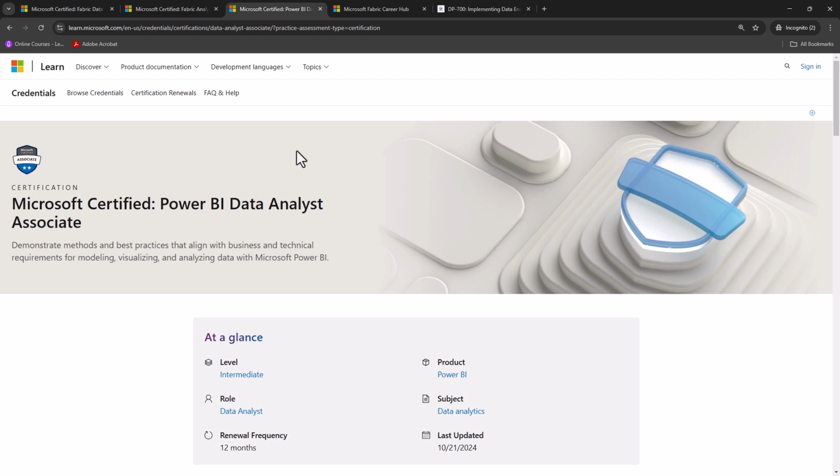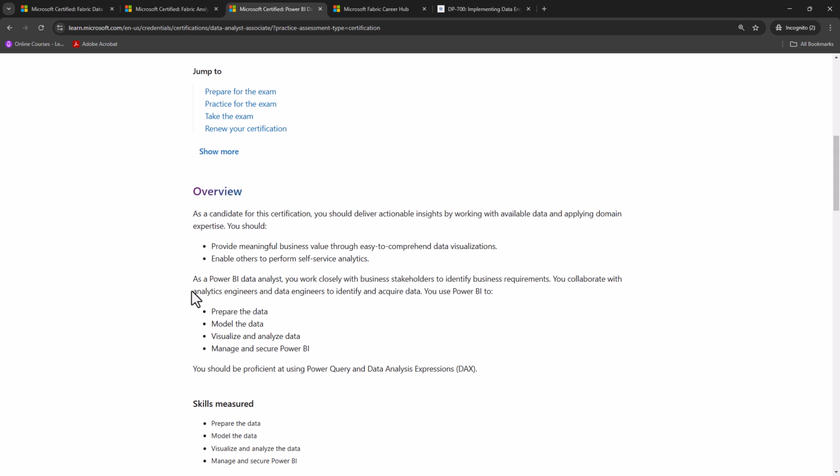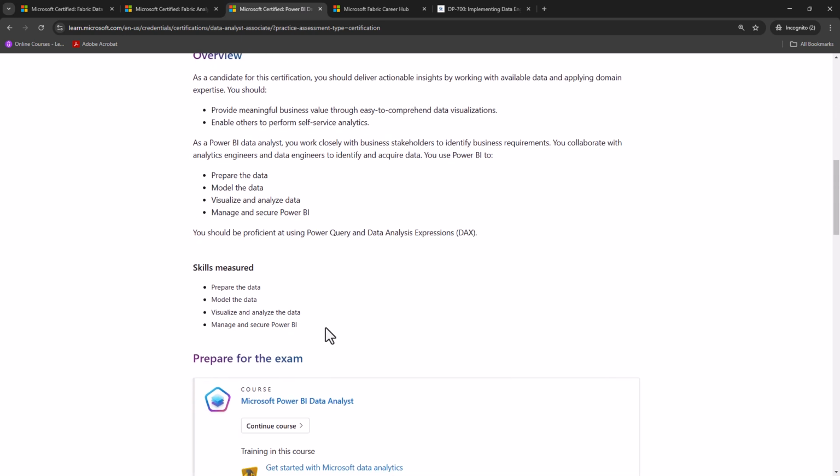Well, the PL-300 is all about Power BI. So if I scroll down, you can see that there are 4 skills to be measured. So they are prepare the data, this is using Power Query or Get and Transform, model the data, so this is creating calculated measures, calculated columns using the DAX language, visualize and analyze the data, and manage and secure Power BI.